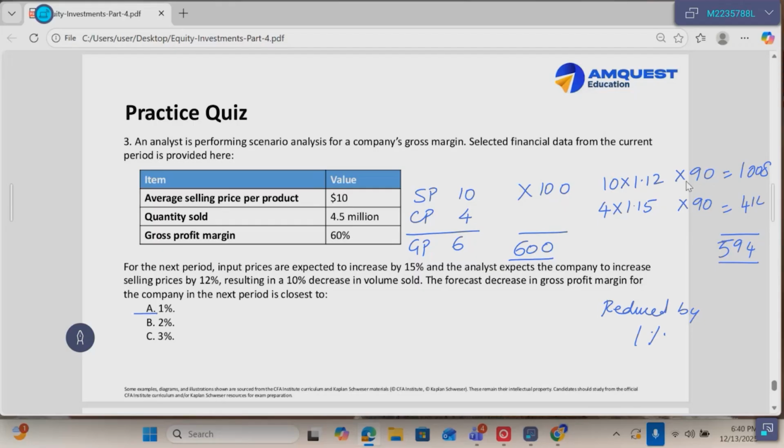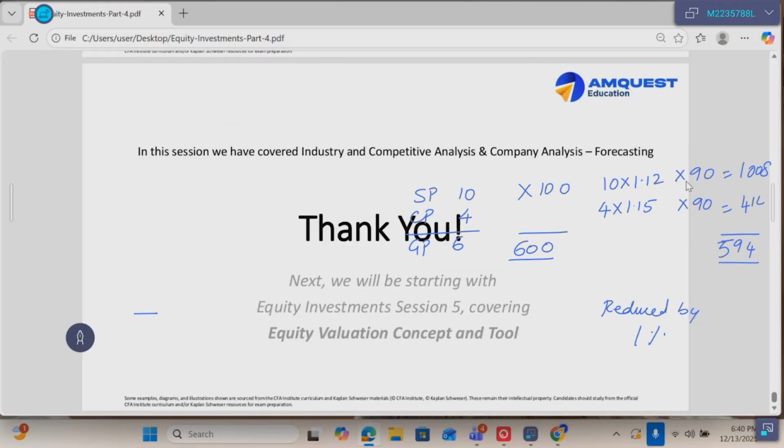So you need not take 4.5 million because solving the sums will take time. Best is to take 100 because it is easy to make the adjustment. So 600 has become 594. It has reduced by 6. 6 is 1% of 600. So we are expecting the gross profit margin to decrease by 1%. So we are done with session 4.